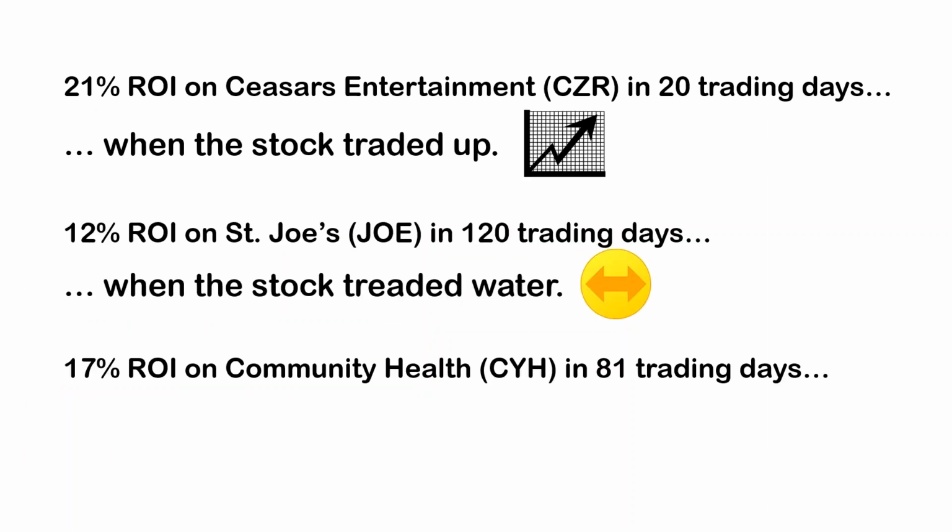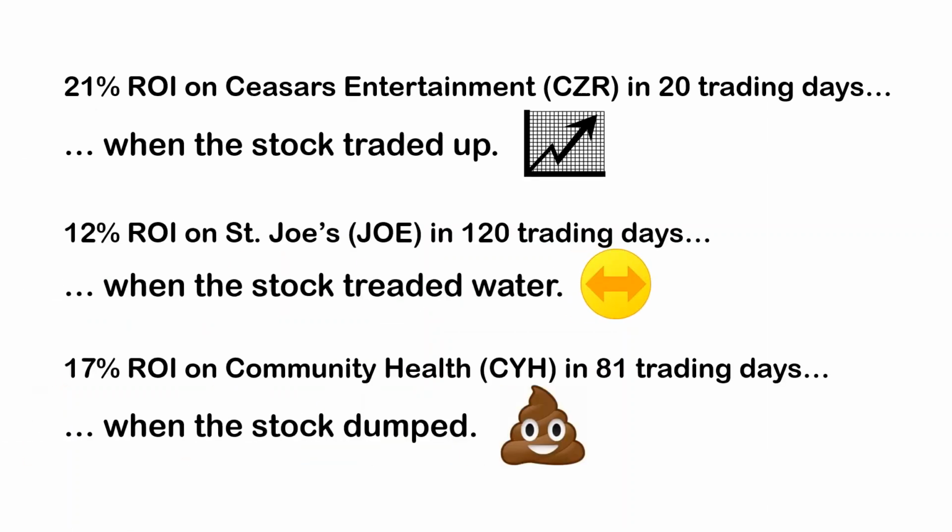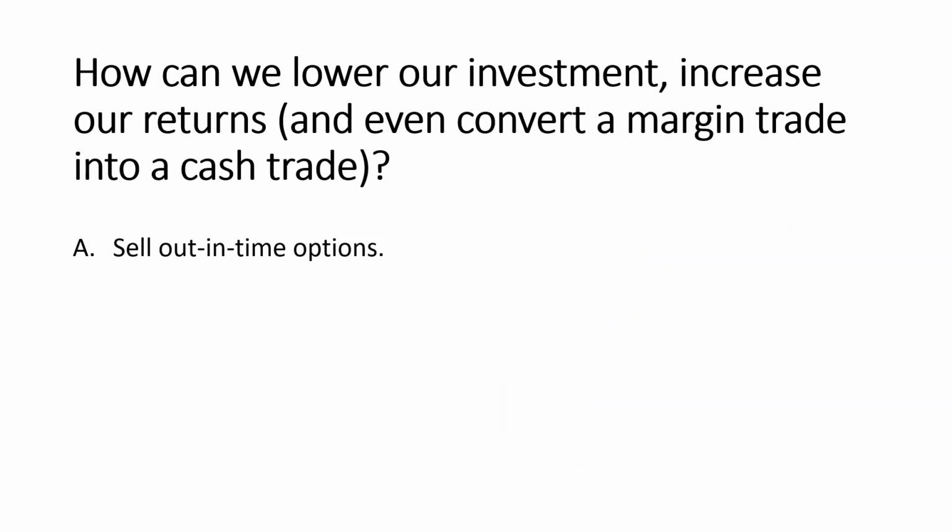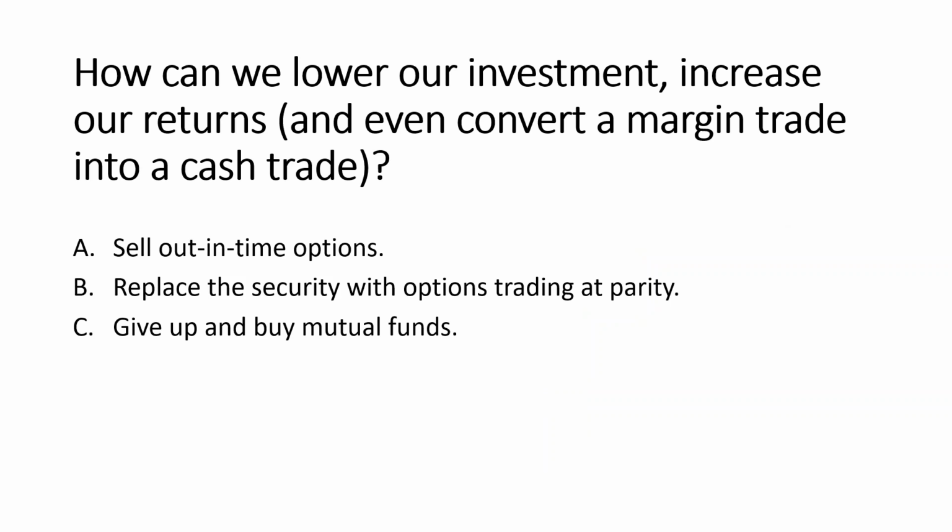A couple more real trades. 21% on Caesars Entertainment when the stock went up. 12% on St. Joe's when the stock went sideways. 17% on Community Health when the stock took a dump. Now, this is a question that I'm going to ask you before we talk about it. How can we lower our investment, increase our returns, and even convert a margin trade into a crash trade?